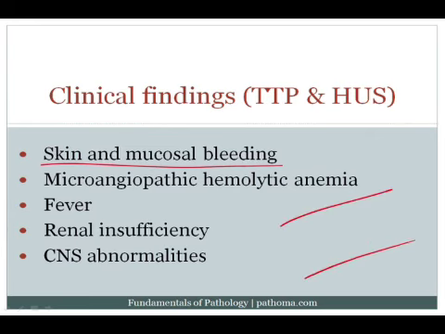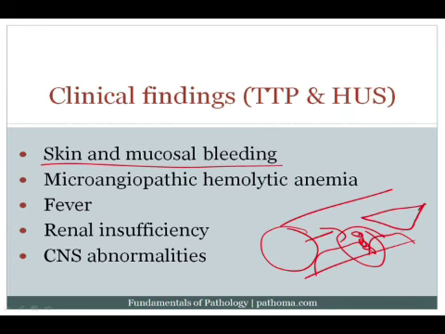The problem was that you've got these blood vessels and you get these platelet microthrombi in them. The platelet microthrombi result in the consumption of platelets. To form this microthrombus, you're going to use up platelets. And as you use up platelets, you're going to have skin and mucosal bleeding because you're getting thrombocytopenic. At the same time, the blood cells have to cross those platelet microthrombi.